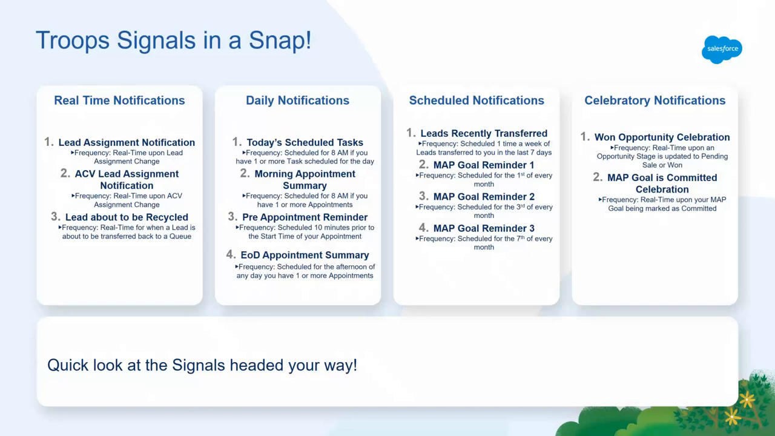And lastly, we have our celebratory notifications. This will be sent when your opportunity is marked as pending sale or won. This will alert you that your sale has been recorded in Salesforce. And lastly, we have our map goal celebration. This will be sent as soon as your map goal has been committed for the month.